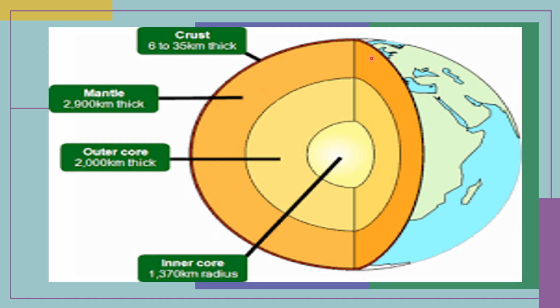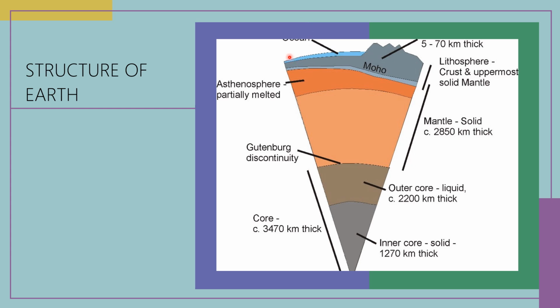It has some properties like it is thin, it is colder, and it is brittle in nature. And the next point is we have two different types of crust, as we have ocean in some parts and continent in other parts of the earth. So the oceanic part will be known as oceanic crust and the continental will be known as continental crust.